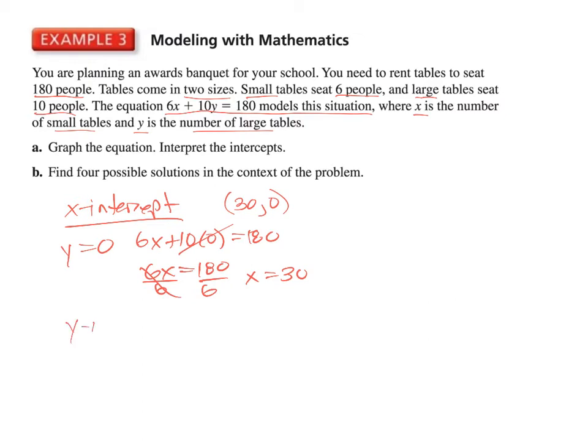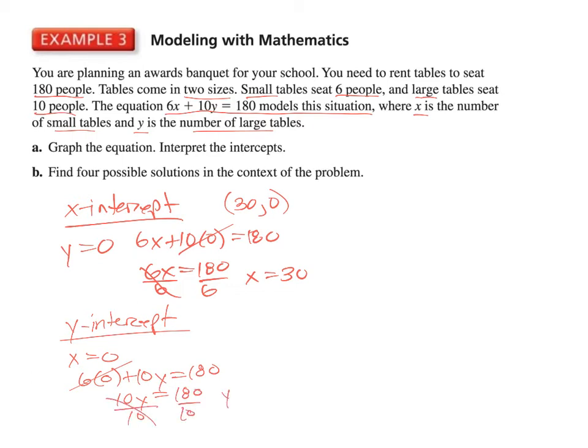Then I have the y-intercept. To figure that out, I set the opposite variable equal to 0. So I have 6 times 0 plus 10y equals 180. So I have 10y equals 180. So y is equal to 18. So my y-intercept is 0, 18.